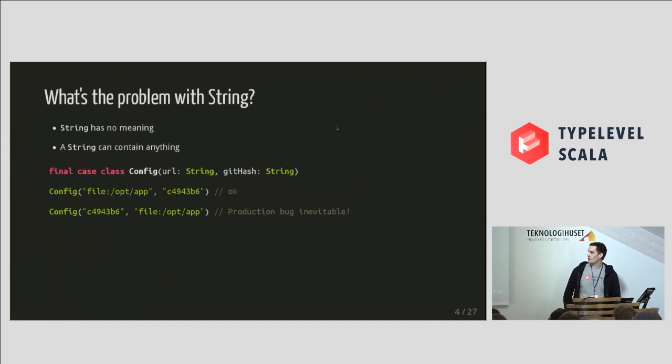For example, here's a config class which has a URL and a git hash field, both of type string. If we do the first line, that's probably okay. The second looks weird, it's probably a bug. But the compiler won't help us here, and we are on our own.